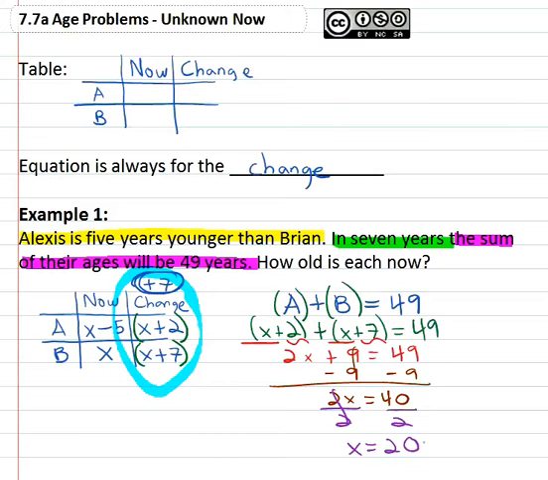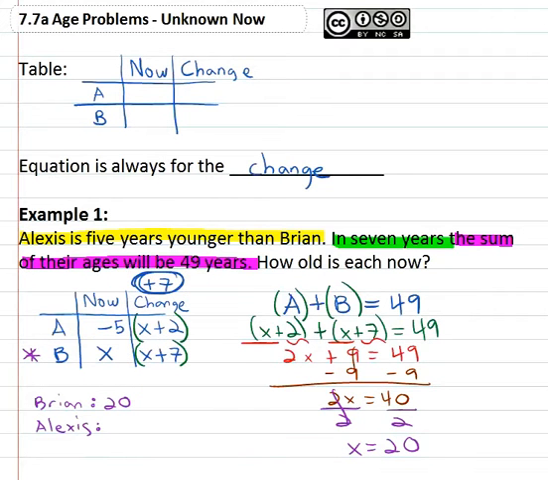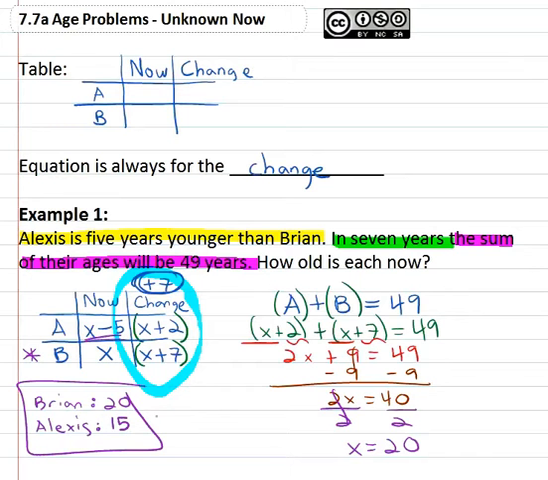But who is x? Brian is x, right? Brian is 20 years old. Alexis, we've got x minus 5. Well, 5 less than that, 20 minus 5, is 15. We now know that Brian is 20, and Alexis is 15.